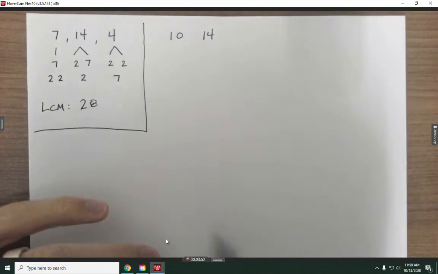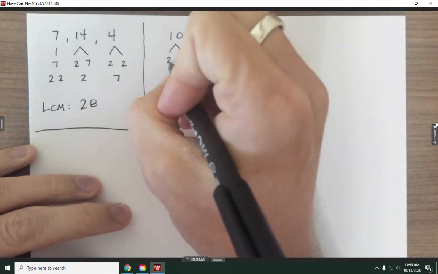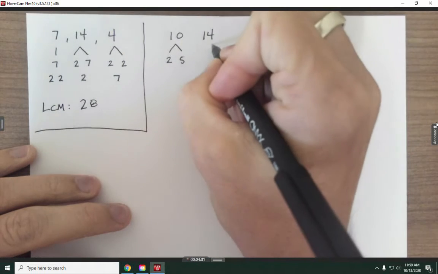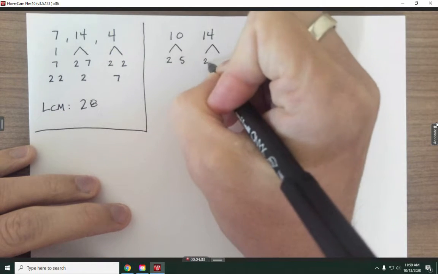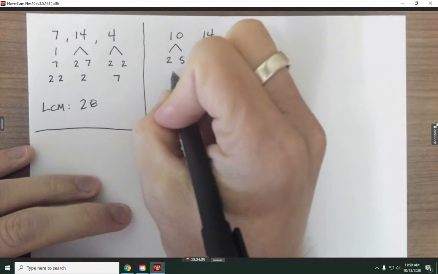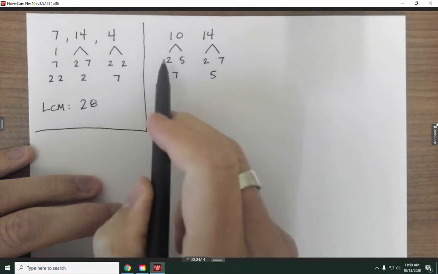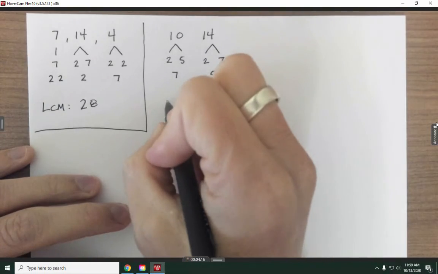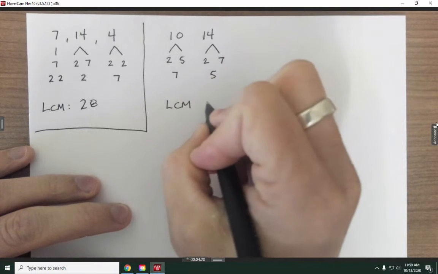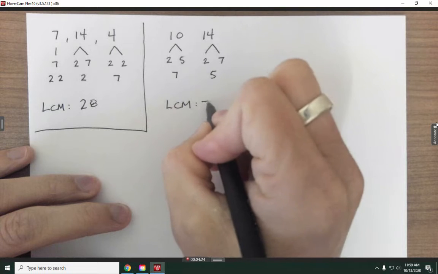Now we've got the numbers 10 and 14. If we split these up, we get 2 and 5, and this one is 2 and 7. This one has a 5, this one has a 7, so they need what each other has. And now they have the same trio of numbers. If we multiply it all together, 2 times 5 is 10, times 7 is 70.